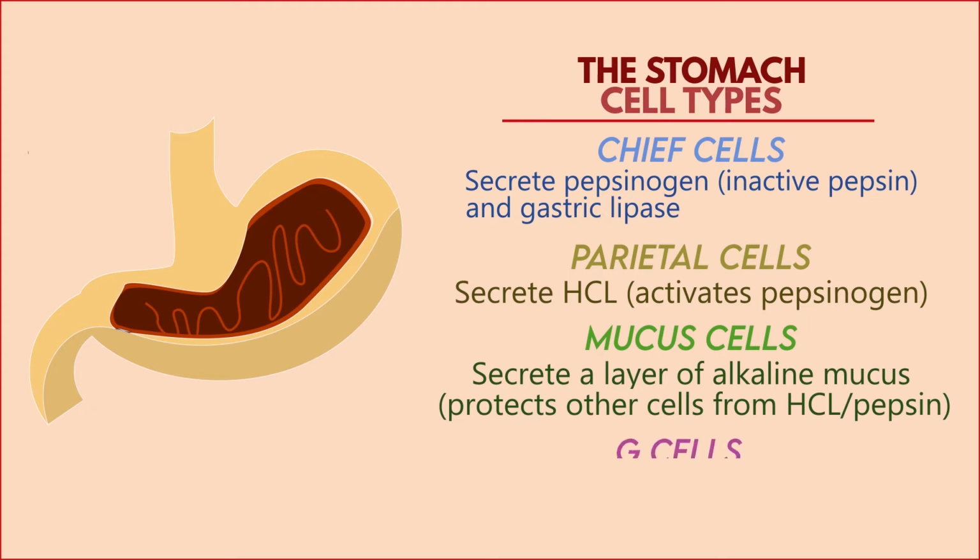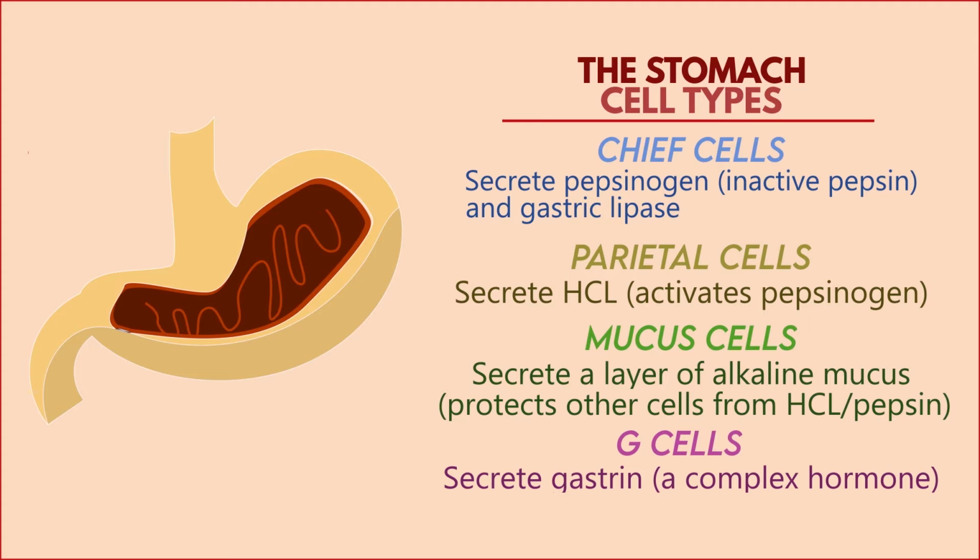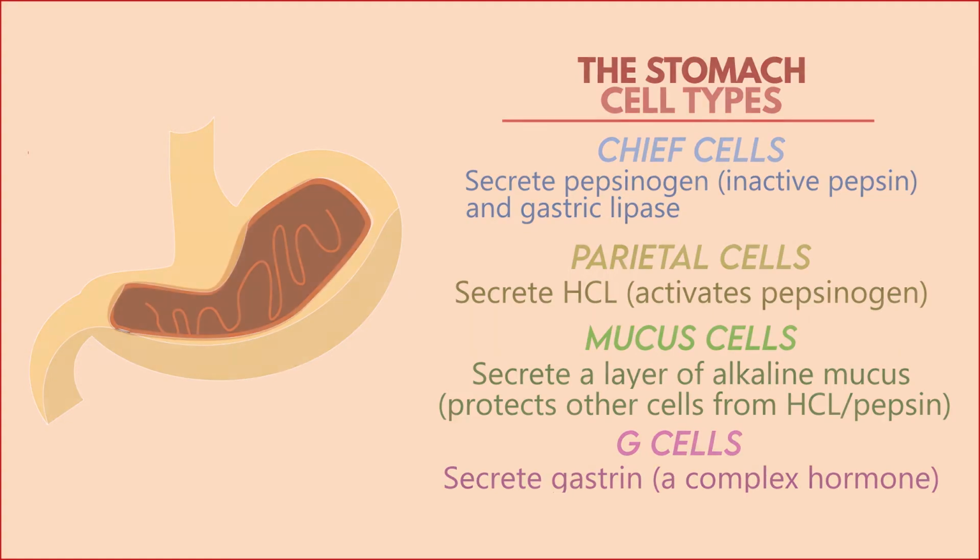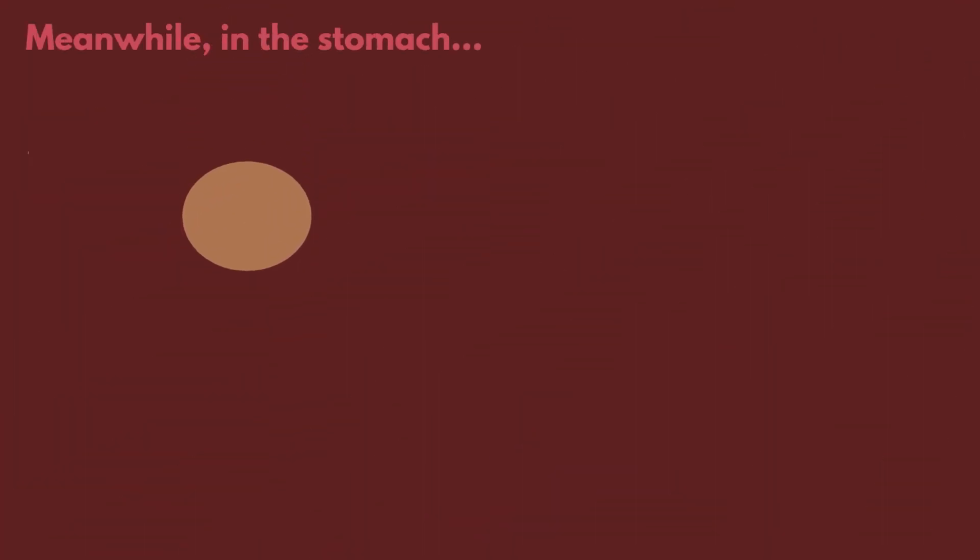Lastly, we have G cells, which secrete gastrin, a hormone that stimulates hydrochloric acid and pepsinogen release, promotes stomach contractions and motility, tightens the lower esophageal sphincter, and loosens the pyloric sphincter, leading to the small intestine. Now back to the food bolus entering the stomach.